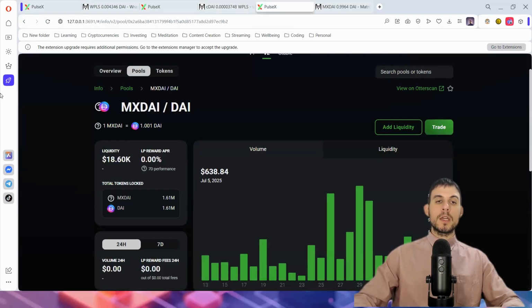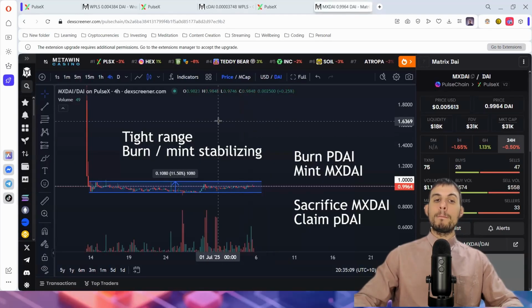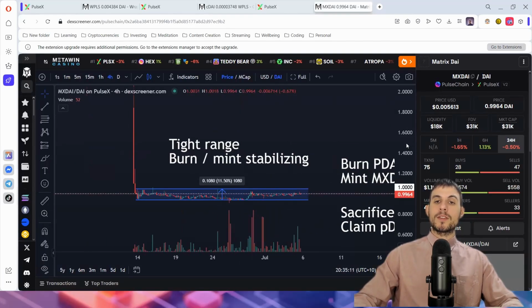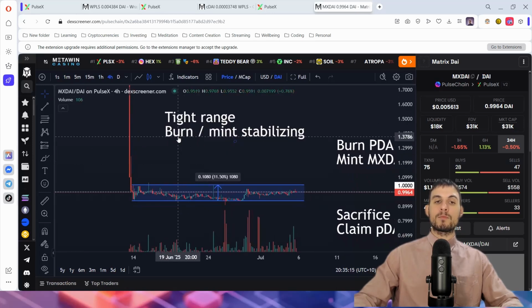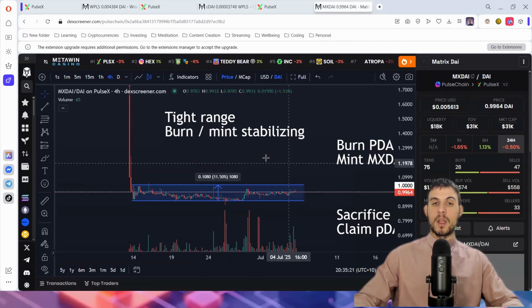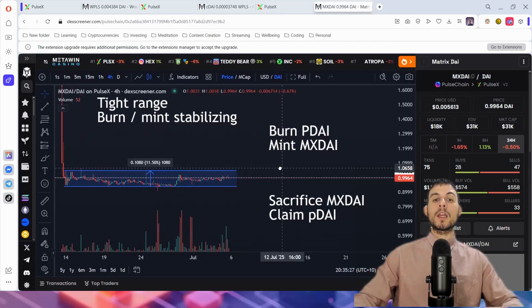Now, this one here, this is MXDAI and DAI. 18,000 liquidity, 1,133 volume, and 3.96% APR. Not a huge amount of APR, but you look at this as a stable asset. So this is like a stable coin. It has a tight range and it has burn to mint, which stabilizes. So at the 1-to-1, and it's only ranging between 11%. So this is something where you're going to get virtually no impermanent loss. If you leave it in there long enough, you're just going to end up generating yield.